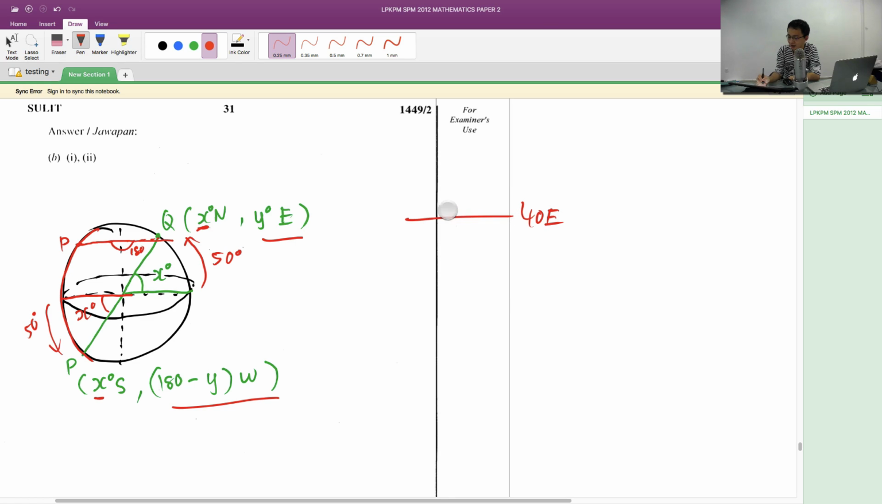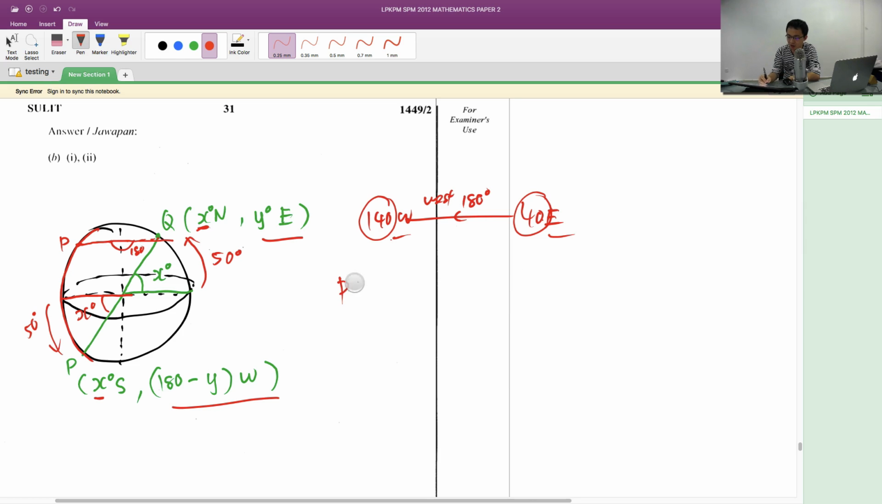If I move 180 degrees to the west, this one definitely will get 140 west. And then you find out both of them, one is east, the other is west, and the relationship is both added together equals 180. So therefore, you can always do it like this.